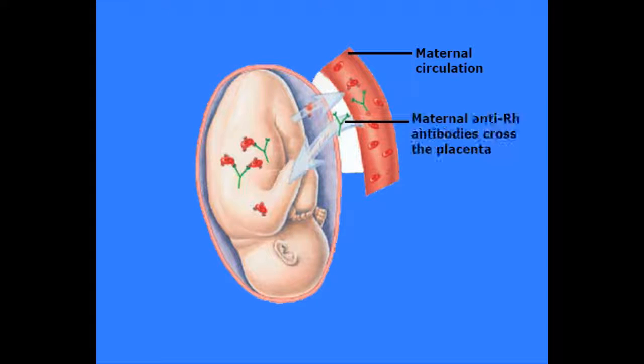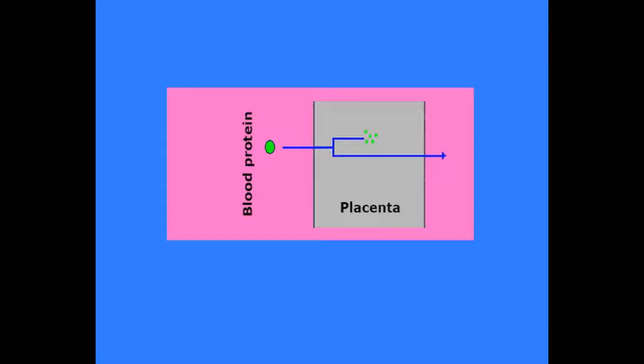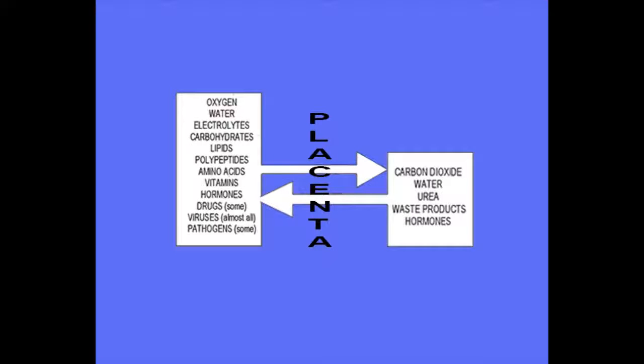Similarly, Rh antibody also pass through placenta. Blood proteins cannot pass through the placenta because they are large molecules. So, they are broken into amino acids and transmitted. The fetus rebuilds complex proteins. The most important function of placenta is the transfer of food stuffs from the mother to the fetus.